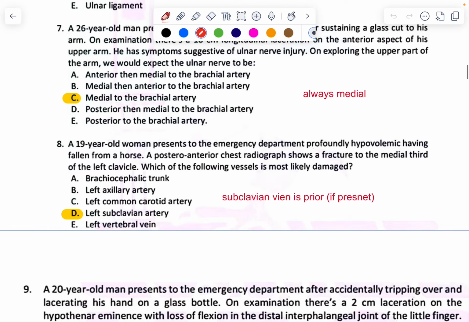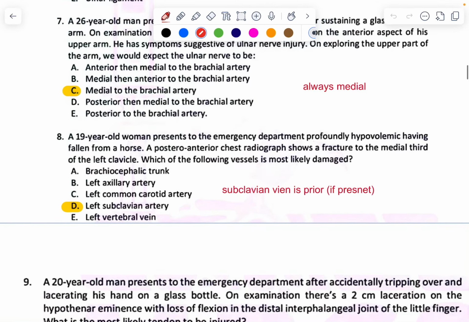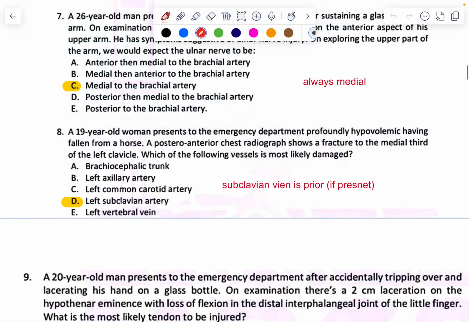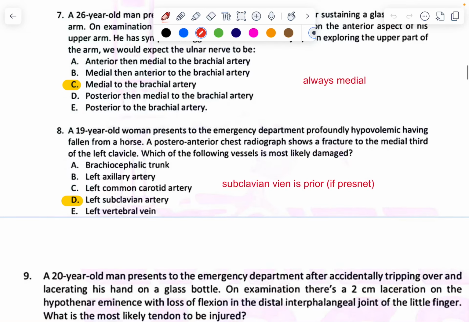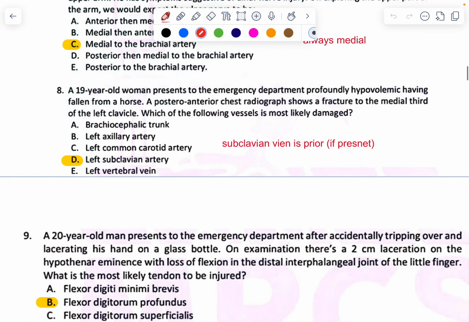A 20-year-old male is in the emergency department after an accident, tripping over a glass bottle. On examination, a 2 cm laceration on the hypothenar, with loss of flexion at the distal interphalangeal joint. Which tendon is most likely injured? Flexor digitorum profundus supplies flexion at the distal interphalangeal joint.